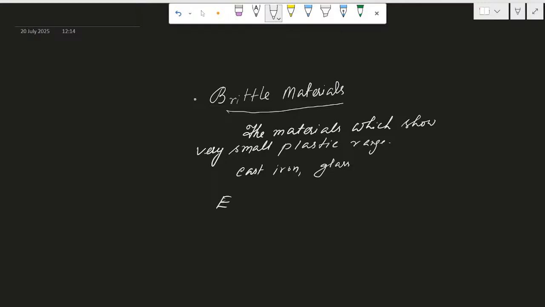Now the elastomer. That is what is known as rubber and all these things. Elastomer means it doesn't have any plastic range. Elastomers, if you just apply force, they will break. That's all. Elastomers have no plastic range.